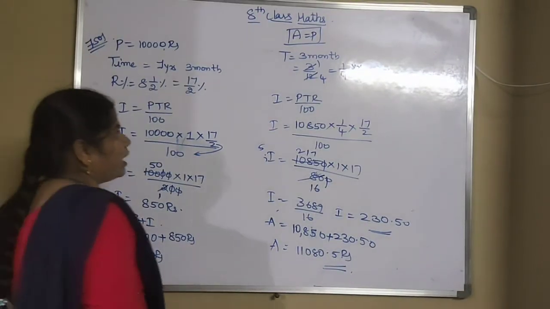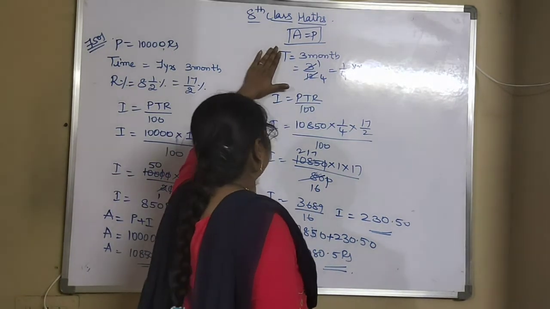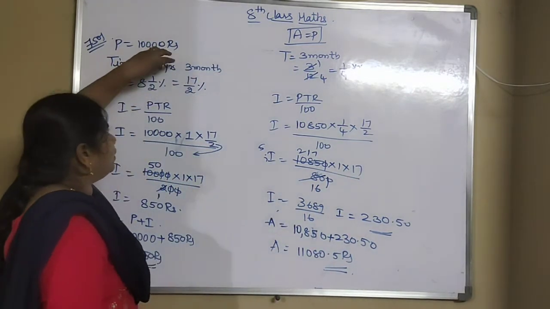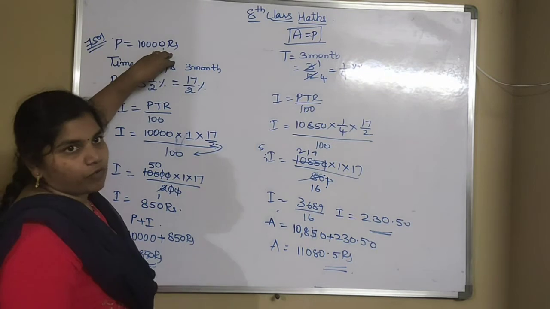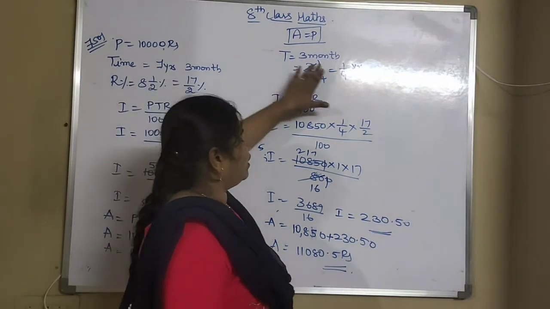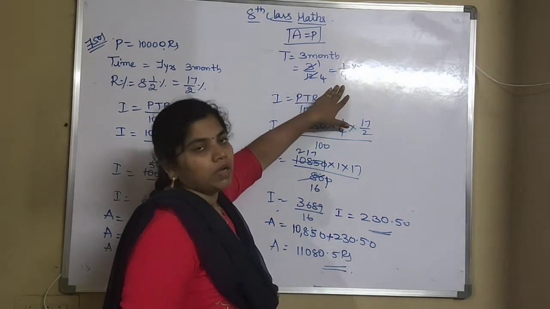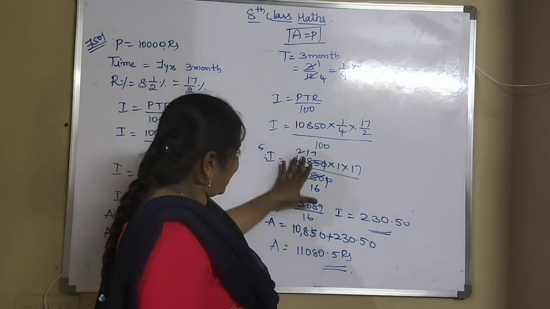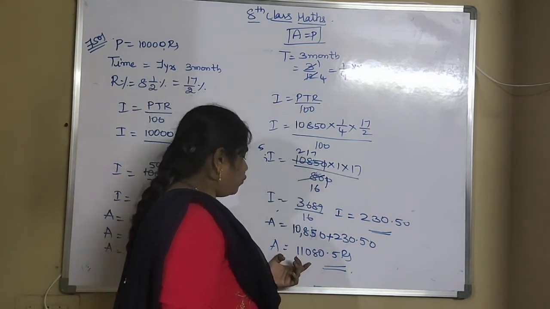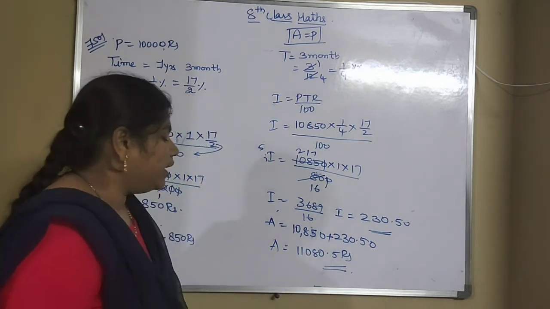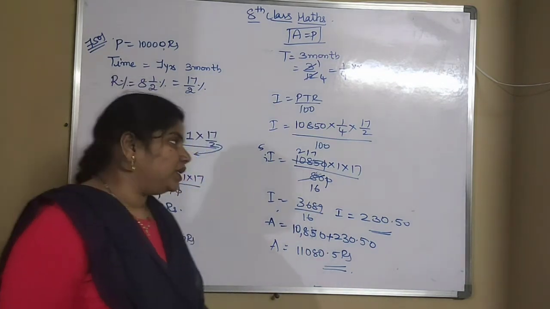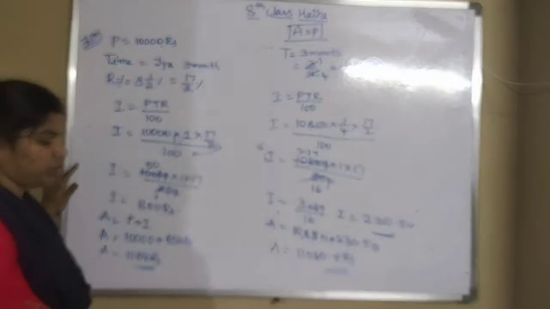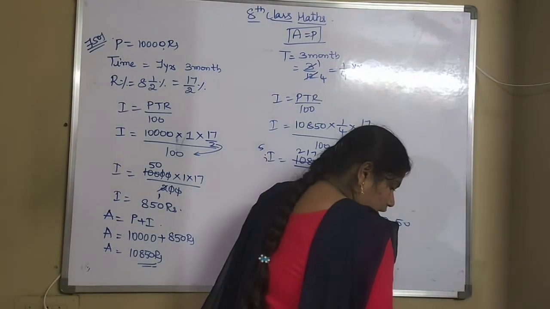Now this amount value will become the principal value. Time, we are considering only 3 months because for 1 year we have already found. Okay, so 3 months we can write in the form of 1/4 year. So I is equal to PTR by 100. After cancelling all this, how much amount did you get? That is 11,080.5 rupees. So this is our 7th solution.